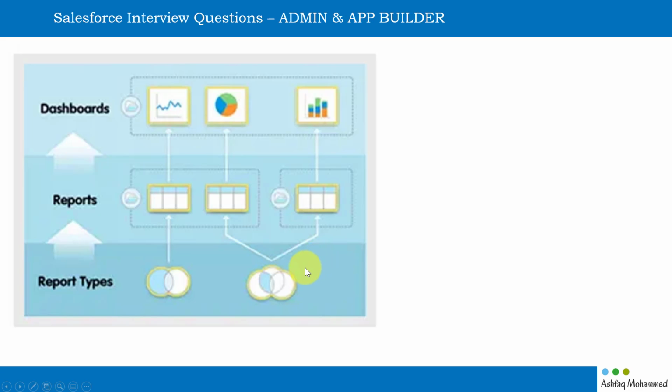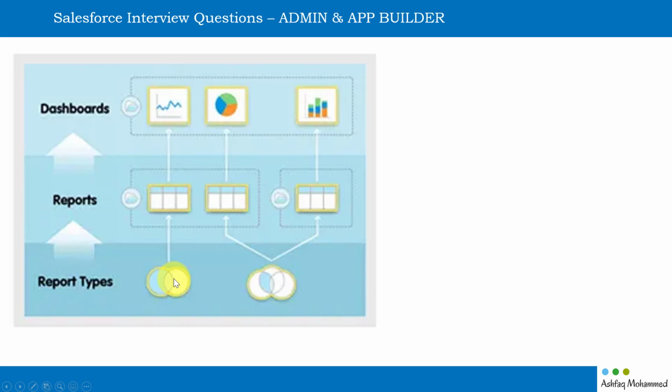Okay, this picture is really important. I just want to explain you more about this, because that is the reason my first three questions are related to reports and then dashboards and then report types. Okay, to create a report at the very bottom we need report types. Without a report type we cannot create a report, right? So once we have report types, then we can create reports. Okay, and after we create a report, then we can create a dashboard, because a dashboard needs a report as its source, right? Without a report you cannot create a dashboard, right?